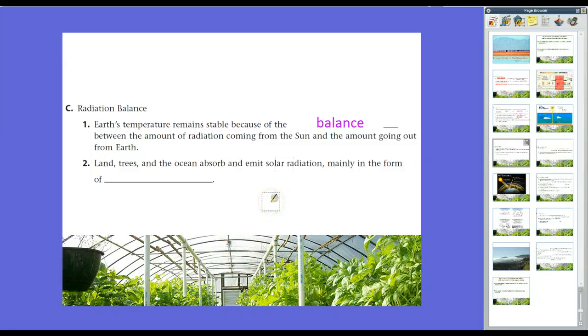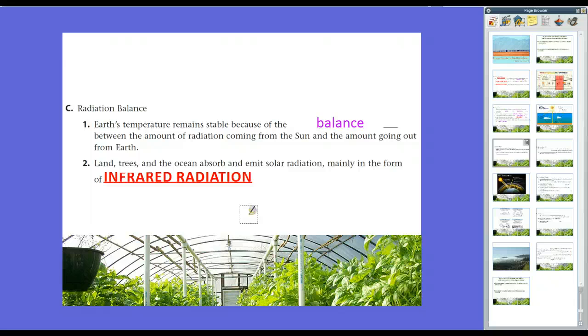And one of the ways that we have this is mainly through land, trees, and the ocean. Not only do they absorb, but they also bounce off solar radiation, mainly in the form of infrared radiation. If we were to take an infrared camera and go off Earth, we would see a whole ton of infrared radiation being kicked back from the ground itself and the water. The Earth has these abilities to reflect it in order to keep the balance, because we don't want the planet to be too hot or too cold. As a result, life won't be able to sustain itself.